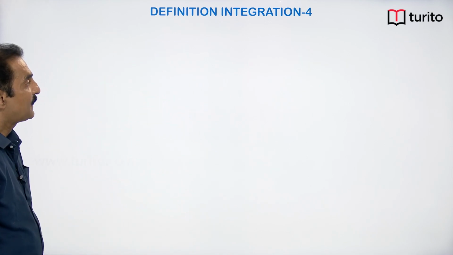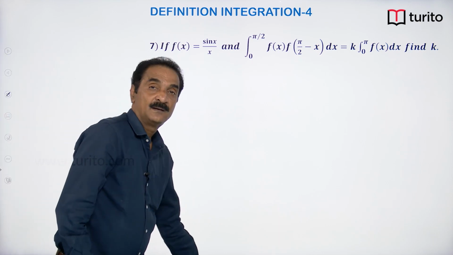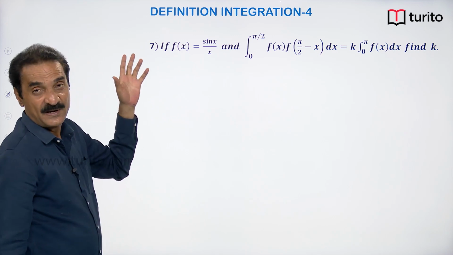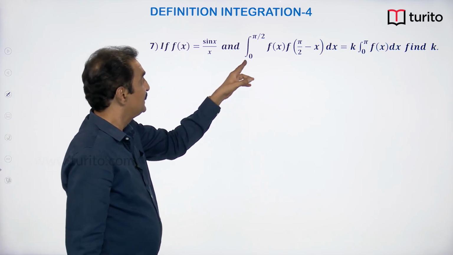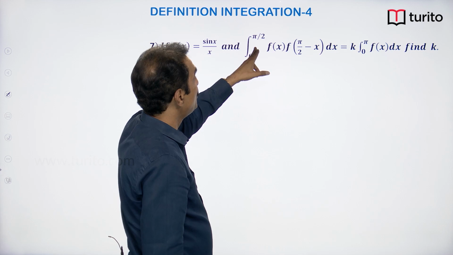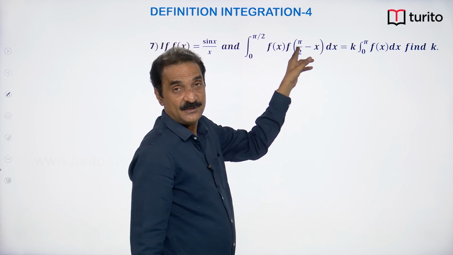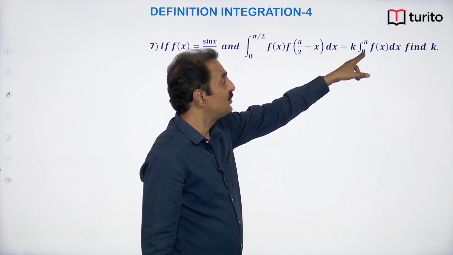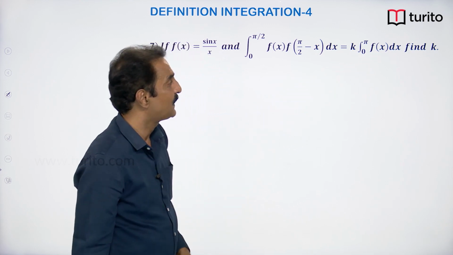Okay. Next question: if f of x is equal to sin x by x and integral 0 to pi by 2 f of x into f of pi by 2 minus x is equal to k integral 0 to pi f of x dx, find k.